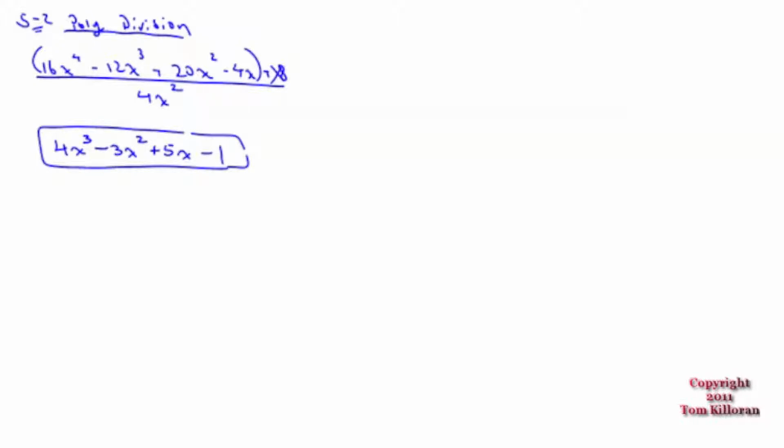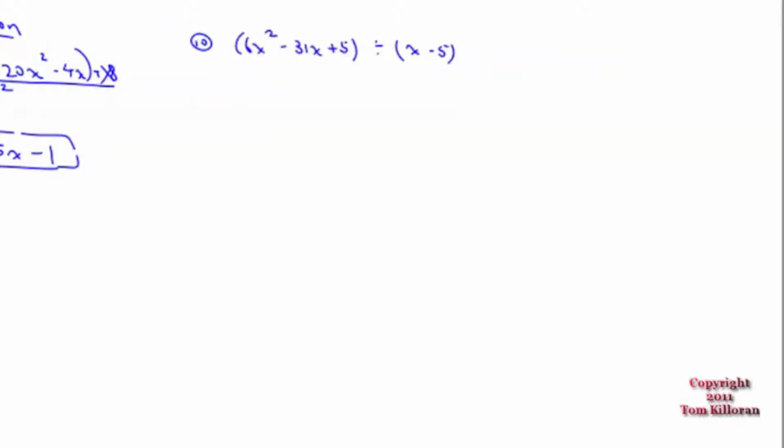So we did that one. Let's try this one. Number 10. Curious what happens. 6x squared minus 31x plus 5, and we're going to divide that by x minus 5. Kind of a simplistic problem. Now, to divide a trinomial by a binomial, you have to use long division. Y'all remember long division, right?